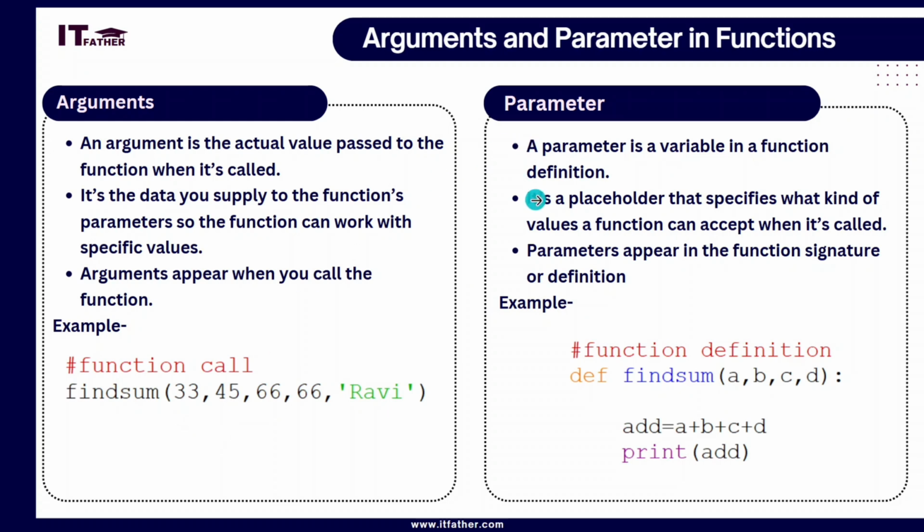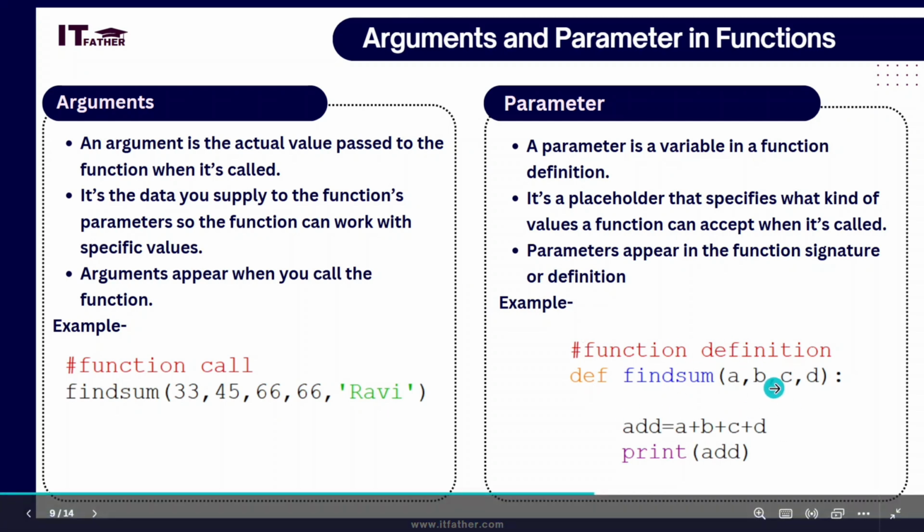Now what is a parameter? A parameter is a variable in the function definition. When we write the same thing in the function definition part, that is known as a parameter. In a function definition we can't write direct values. Direct constants are not allowed in a function definition. We need to use variables, and those variables are known as parameters. It's a placeholder that specifies what kind of values a function can accept when it is called, and a parameter appears in a function signature or definition. This is also known as the signature or function definition.